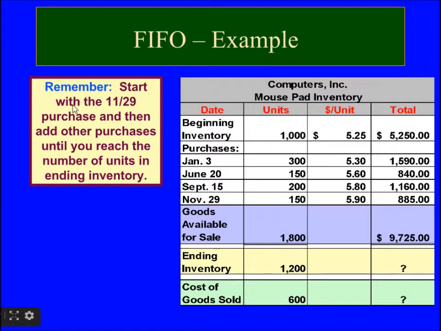Remember, start with the beginning inventory and then add other purchases until you reach the number of units in the ending inventory. So first we purchase here on 29th of November, then on 3rd January. Whenever we start selling the product, we should first use this cost price to calculate the cost of goods sold, then moving downward.